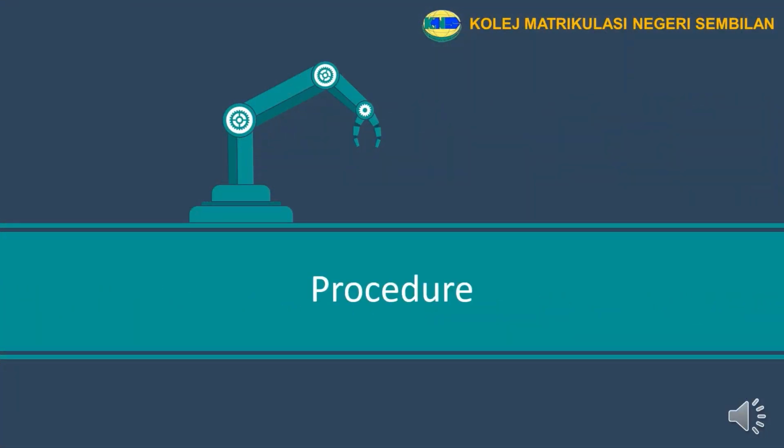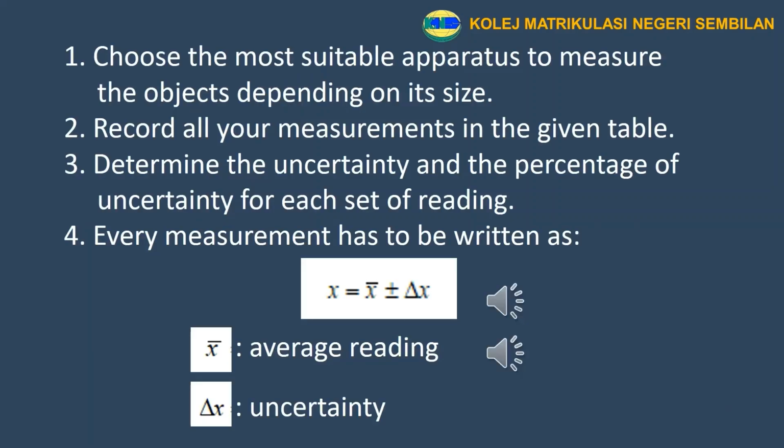The procedures involved in this experiment are: Number 1. Choose the most suitable apparatus to measure the object depending on its size. Number 2. Record all your measurements in the given table. Number 3. Determine the uncertainty and the percentage of uncertainty for each set of reading.